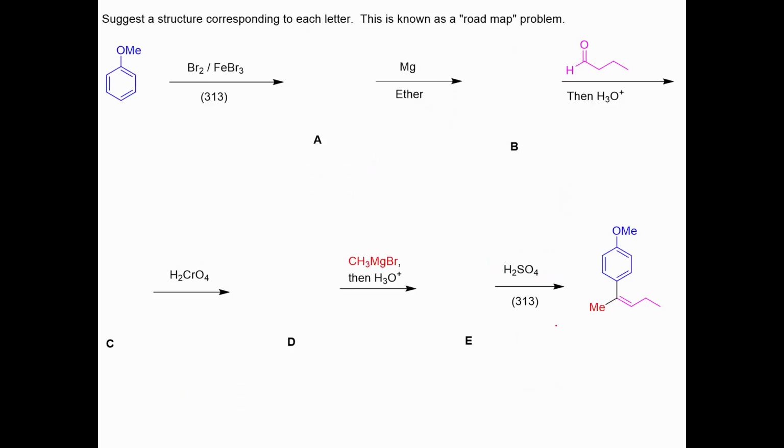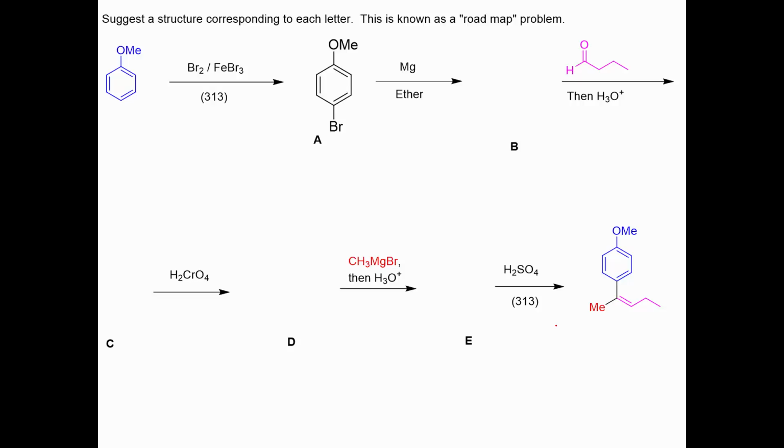In this final slide here is where I'm going to stop the video, but we're going to just go through this roadmap problem, and this has got a lot of review reactions, but it's good to not forget these. In the first one, we're doing an aromatic substitution reaction. We're treating methyl phenyl ether with bromine and FeBr3. If you remember that reaction, it replaces one of the hydrogens on the ring with a bromine, and this is the product that we're going to get there.